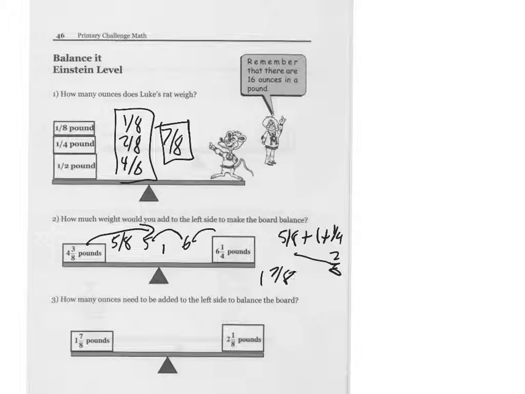Let's see if that makes sense. So if we add 2 to this, it would be 6 and 3/8, which is just 1/8 more. So we take away the eighth. So that looks like the right answer.